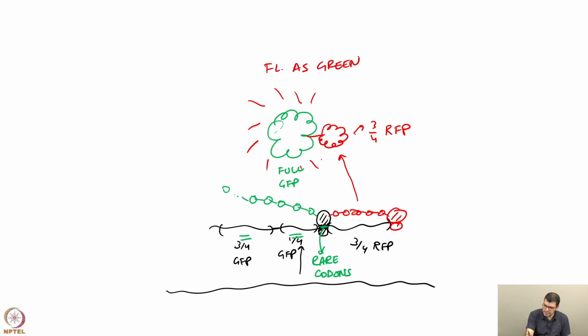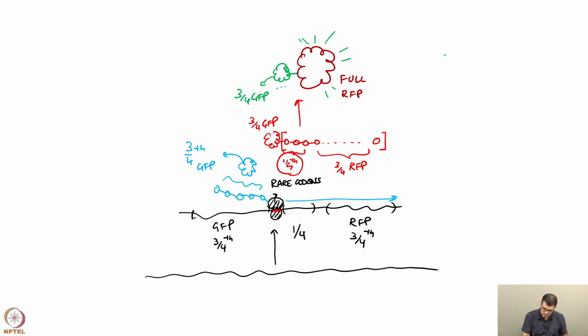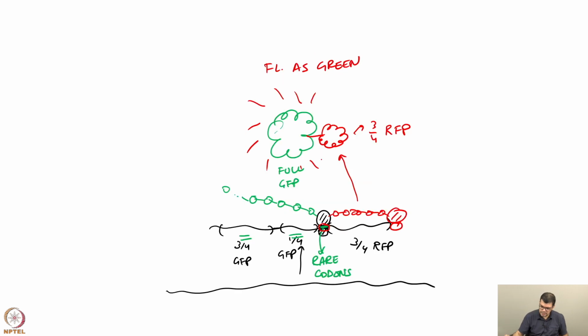And all of this, interestingly, is accomplished by only changing the location of where these rare codons are. In the previous case, you place some rare codons here and you get a different shape of the protein and the cells are fluorescing red. And in this case, you change the position of the rare codons to after the 1/4 part, in which case the cells are fluorescing green.